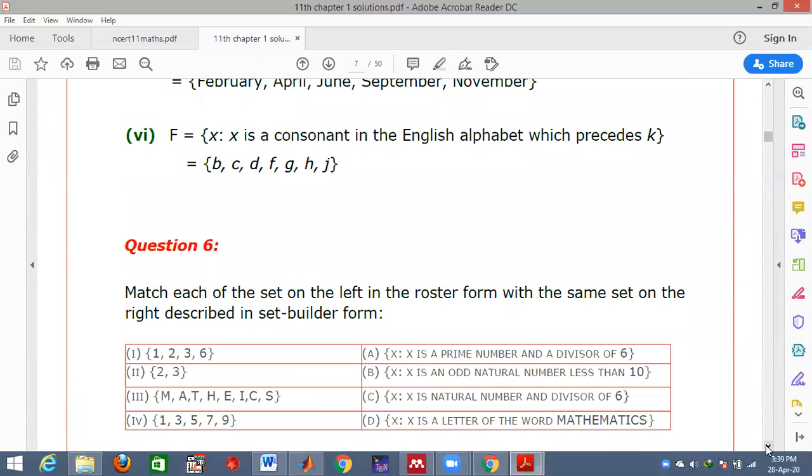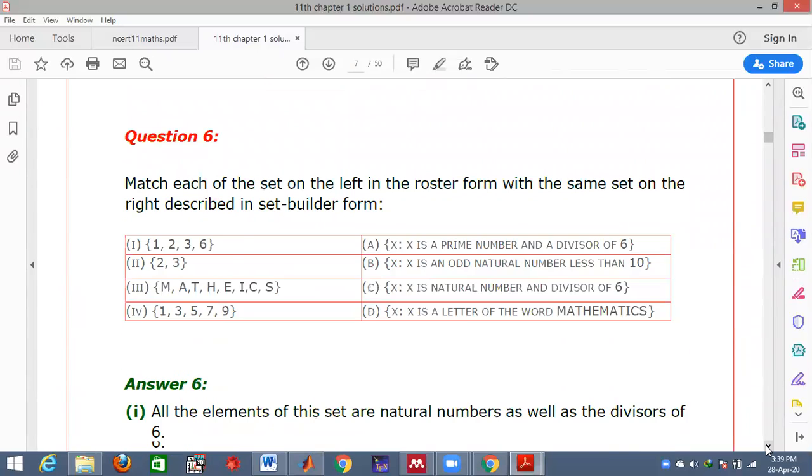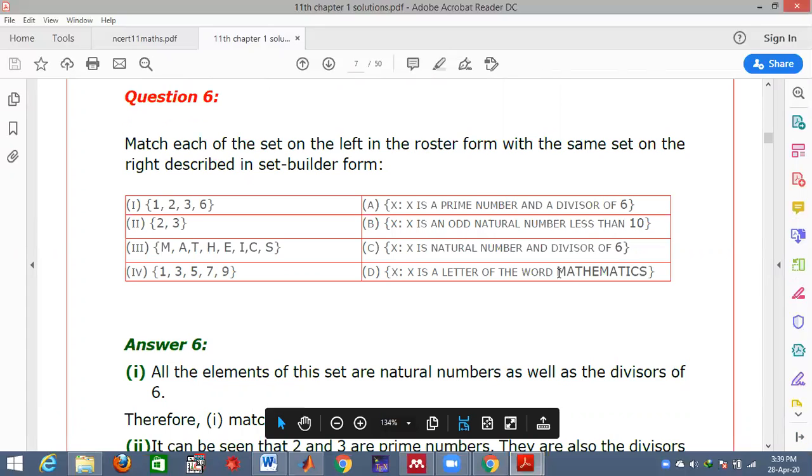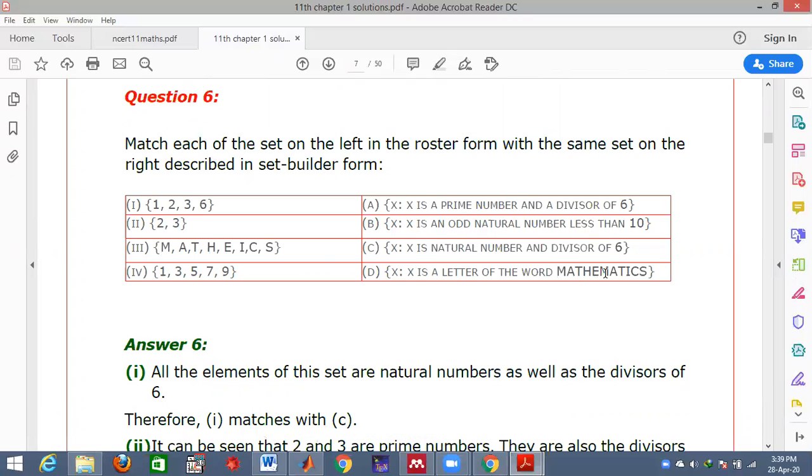Next is question number 6. In question number 6, we have to match these. So it's very easy. Note that one thing is very important: we do not repeat the elements in a set. For example, we have x such that x is a letter in mathematics. So M-A-T-H-E. Now M will not be the next element because there is a repetition.